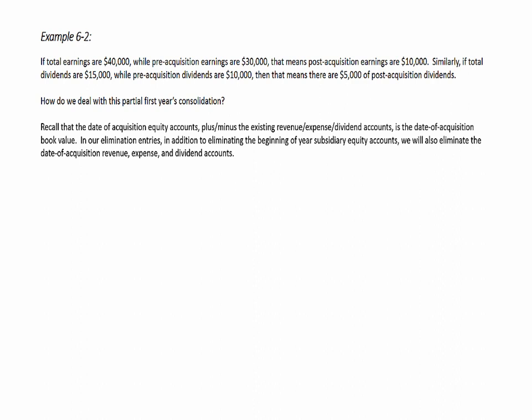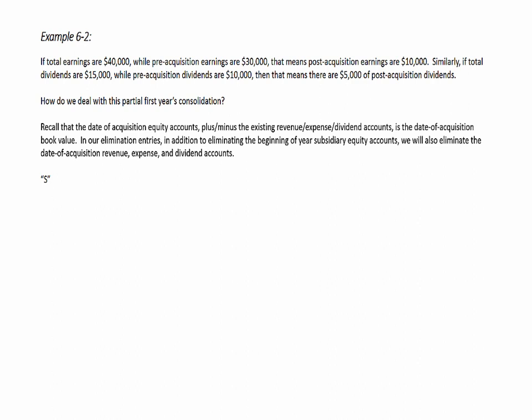Recall that the date of acquisition equity accounts plus or minus the existing revenue, expense, and dividends accounts is the date of acquisition book value. Now recall that in our elimination entries, that initial S elimination entry, we eliminate the subsidiary's beginning of period owner's equity or book value. So in this case, we're going to eliminate the beginning of period subsidiary equity accounts, plus we're also going to eliminate the date of acquisition revenues, expenses, and dividends.